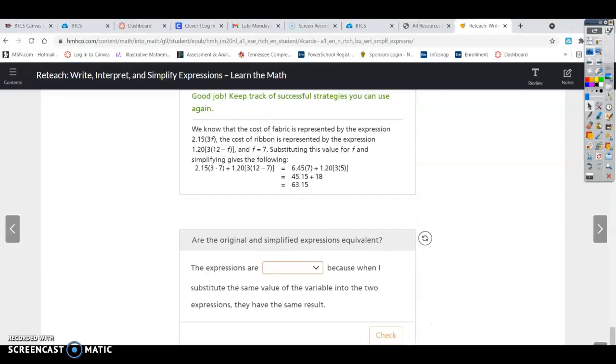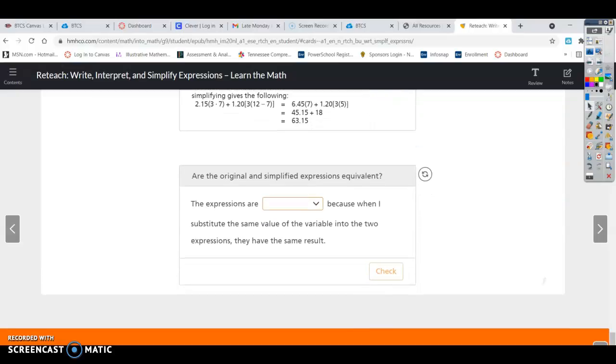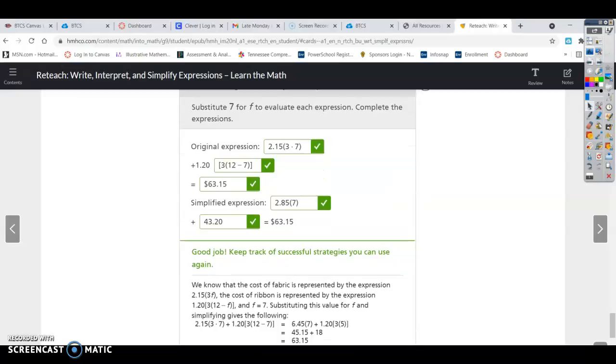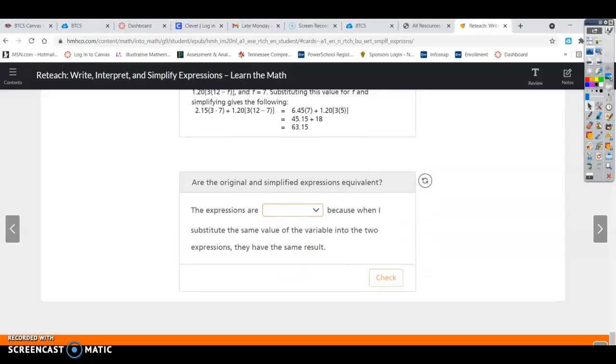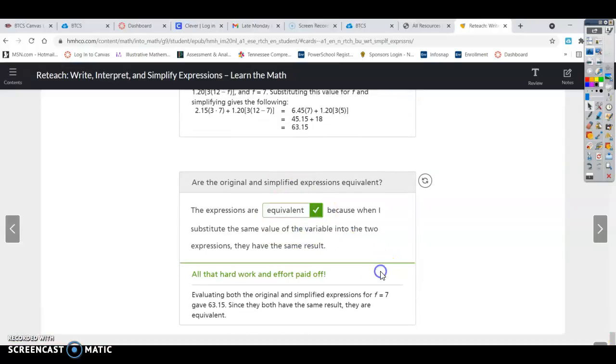All right, again, this tells you a little bit more detail about what they did to simplify that expression. It says, are the original and the simplified expressions equivalent? If you go up here and look, you did this and you got 63.15. The simplified expression gives 63.15. So you got the same answer. That means those are equivalent.